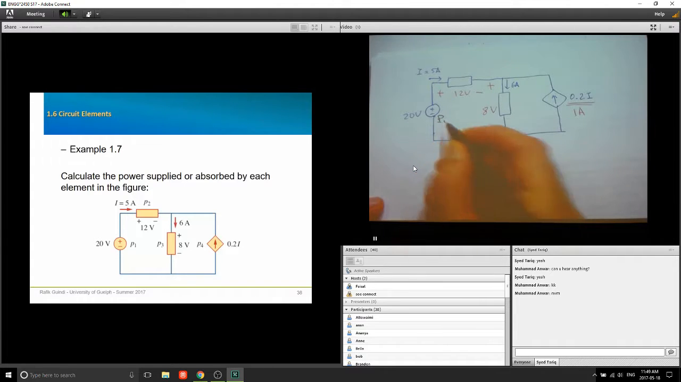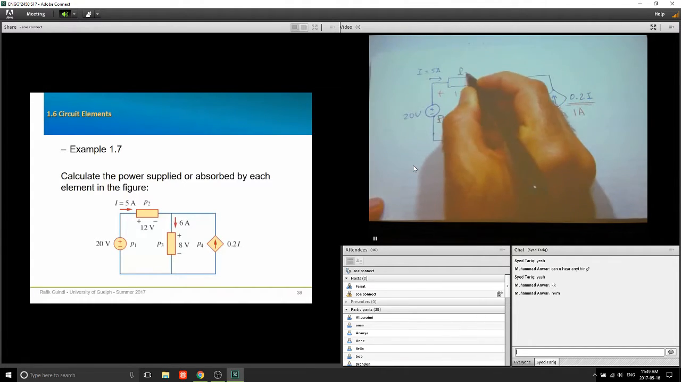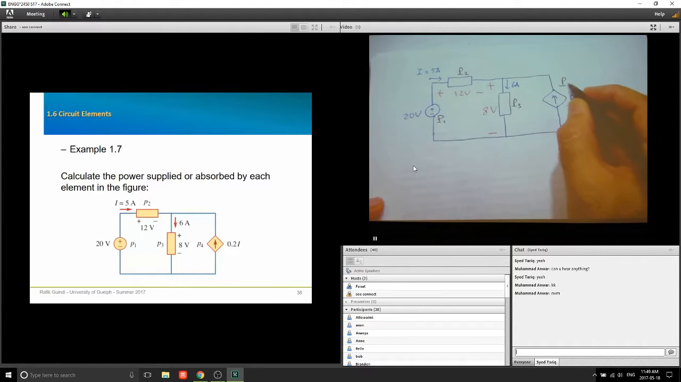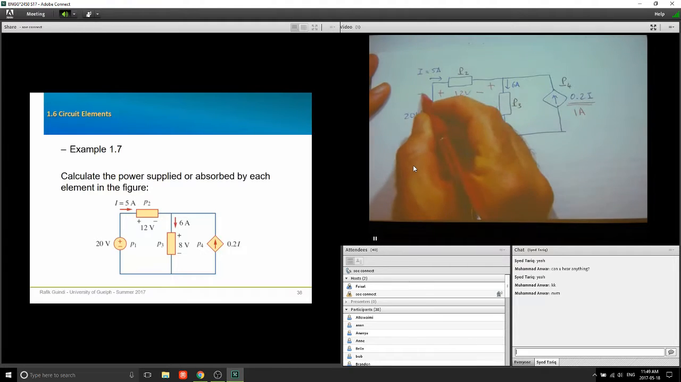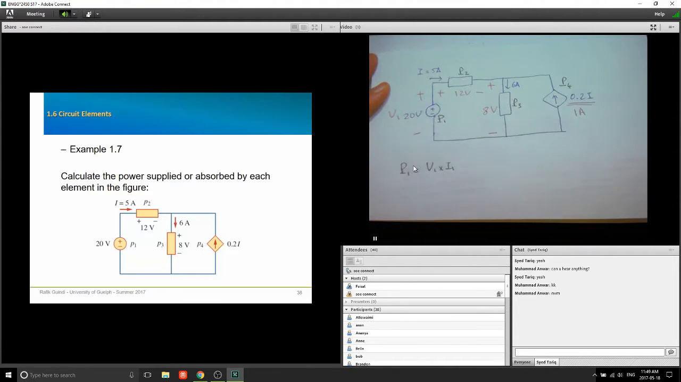So P1 here, P2, P4. For each one, P1 is equal to V1 times I1, right? It's the product of the voltage times the current. So what is V1? That's the voltage across the first element, which is produced by the voltage source.